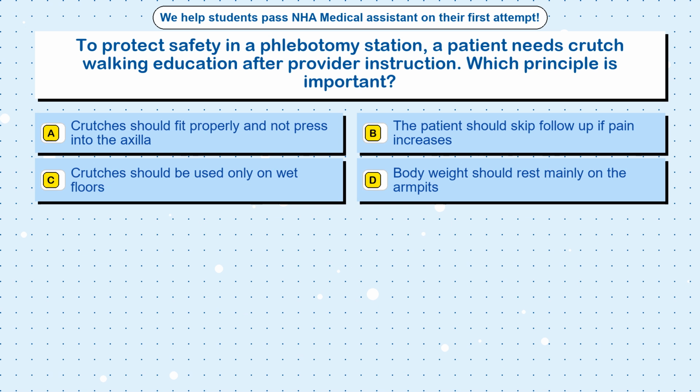Question 87. To protect safety in a phlebotomy station, a patient needs crutch walking education after provider instruction. Which principle is important? Option A.